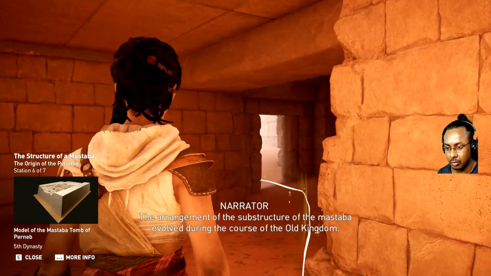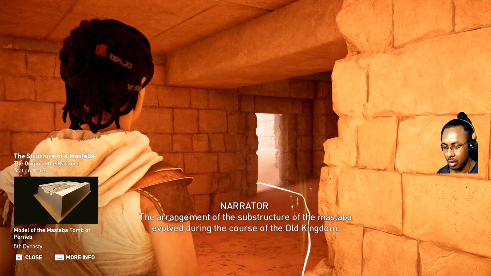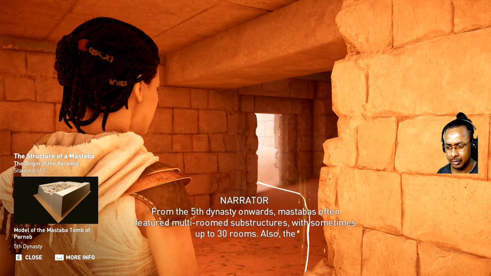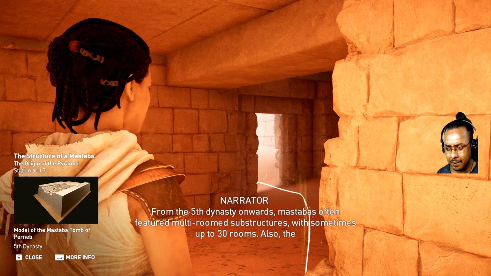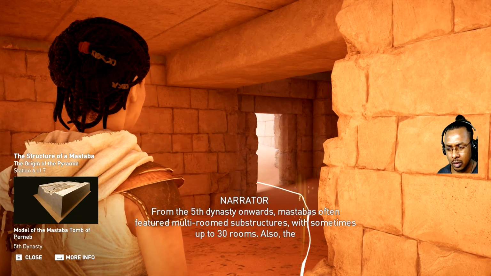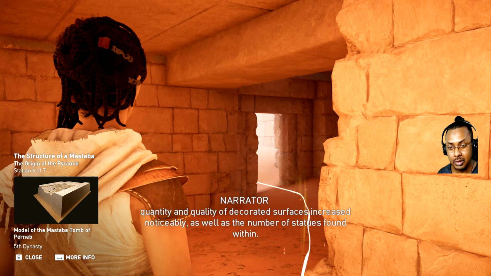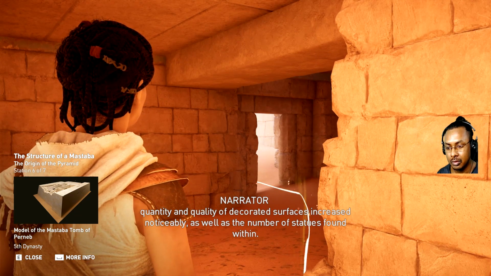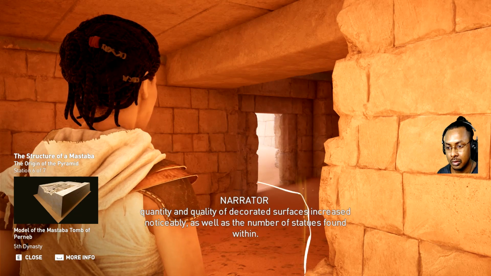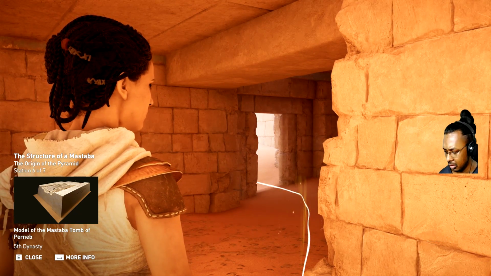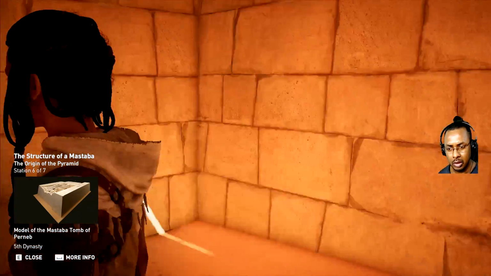Okay. The arrangement of the substructure of the mastaba evolved during the course of the Old Kingdom. From the 5th dynasty onwards, mastabas often featured multi-roomed substructures, with sometimes up to 30 rooms. 30 rooms. Also, the quantity and quality of decorated surfaces increased noticeably, as well as the number of statues found within. Okay. That is interesting information.